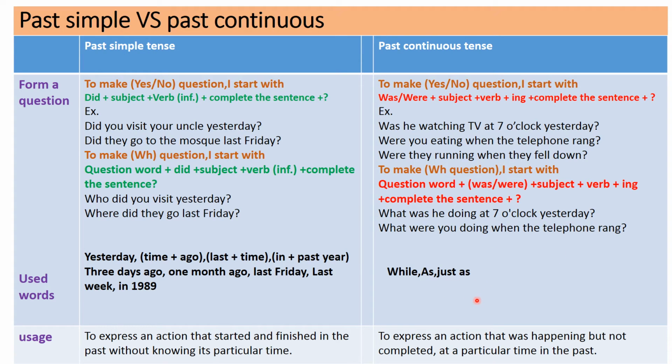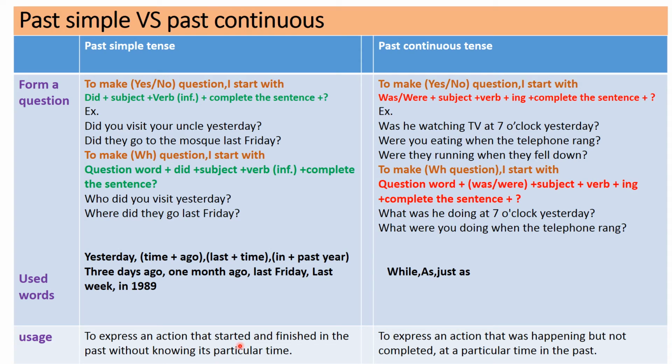Some words to express past continuous are while, as, just as, and sometimes we use when. What's the difference in the meaning between past simple and past continuous? When do I use past simple and when do I use past continuous? I use past simple to express an action that started and finished in the past without knowing its particular time. Just as I said, I watched TV yesterday, but I don't know the exact time of this watching.